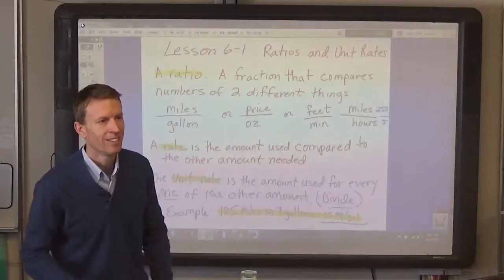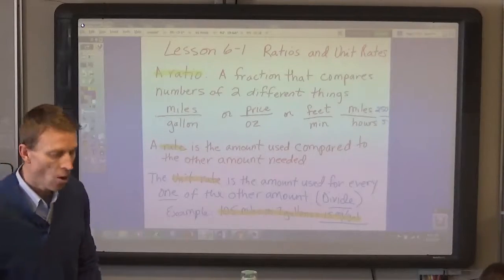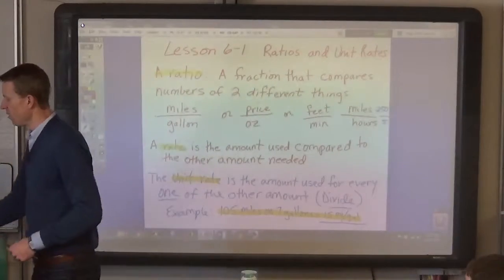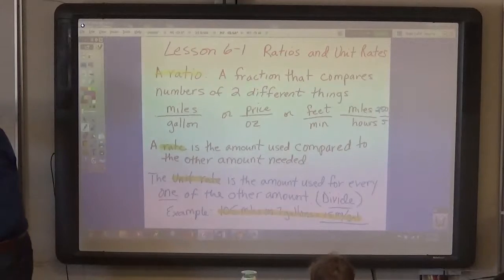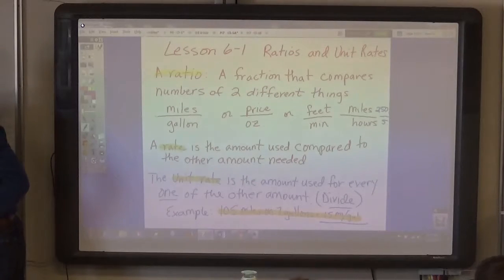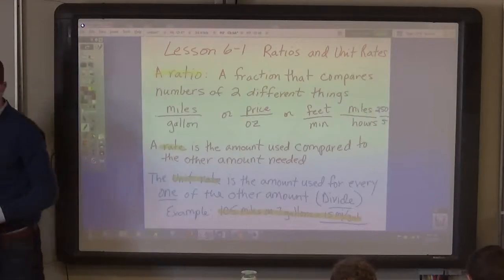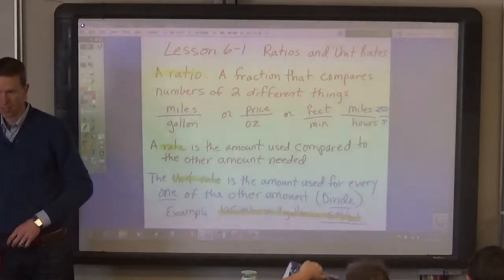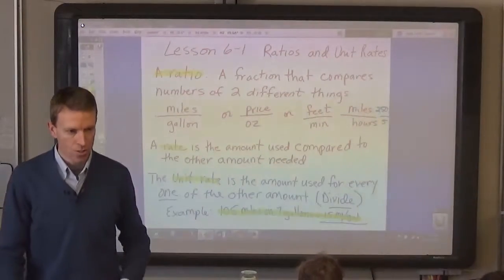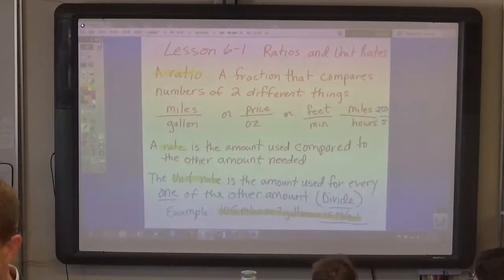Do you need to see me? Okay. Alright, open up your books and do this first assignment that we talked about. It won't be graded, but it's page 294, 2 through 22 evens. Tomorrow, it's all about rates and unit rates.